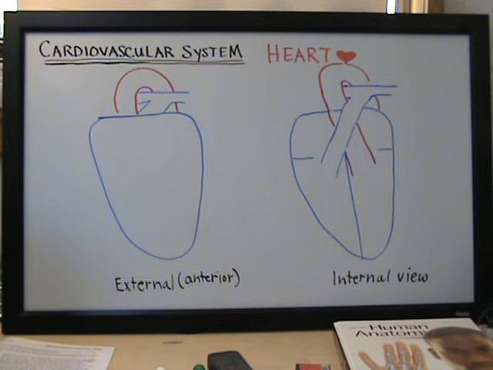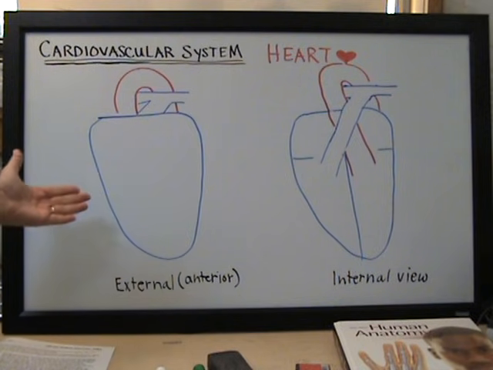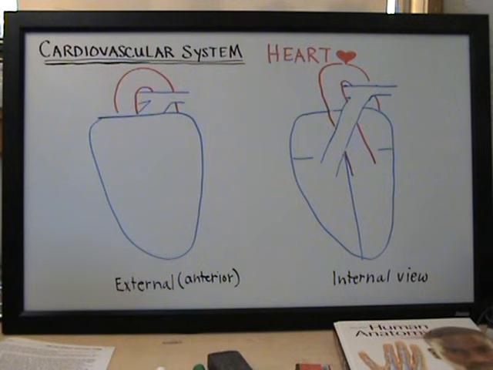The cardiovascular system is composed of three parts: the blood, the vessels, and the heart. And today we're going to talk about the heart. The heart is just a big giant pump. That's what it does. It pumps blood, and there are actually two circuits or two pathways that blood can take.